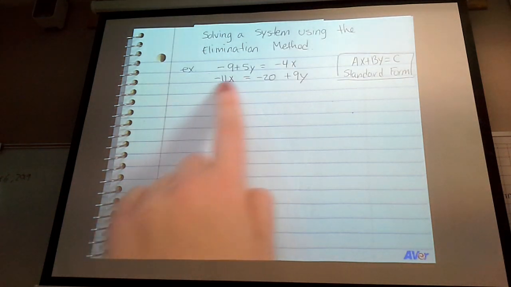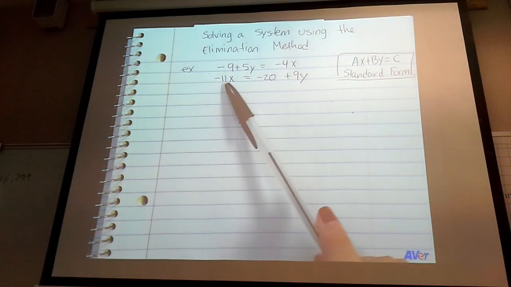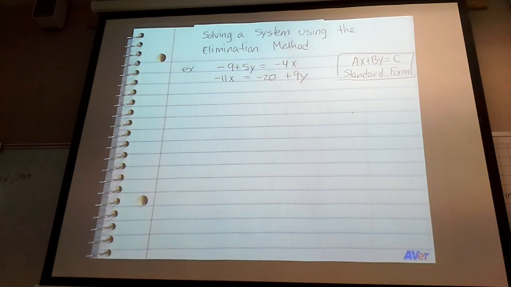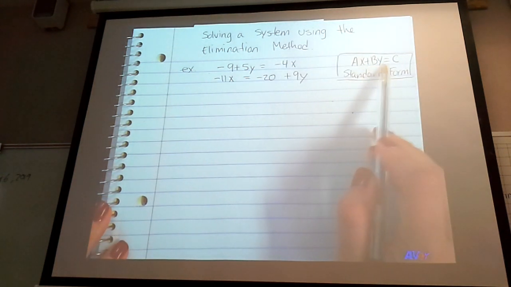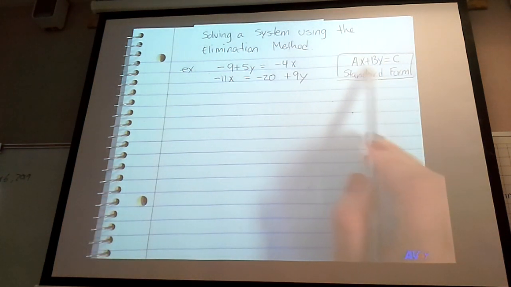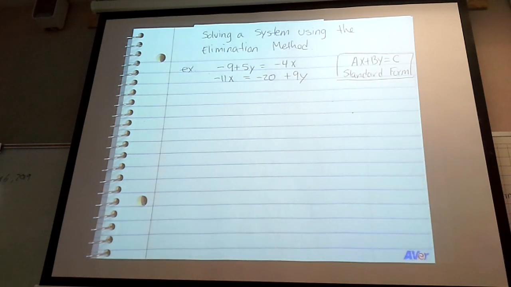Same thing with the second equation. Notice that I have the x on one side and I have the y on the other. So I'm going to go ahead and work with each one individually to make sure I get them to look like this, which is standard form. Having the x and the y both on the same side of the equal sign. So here's the first one.